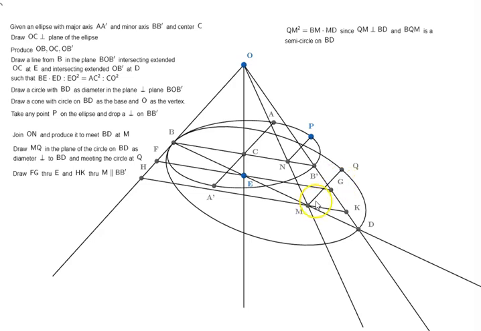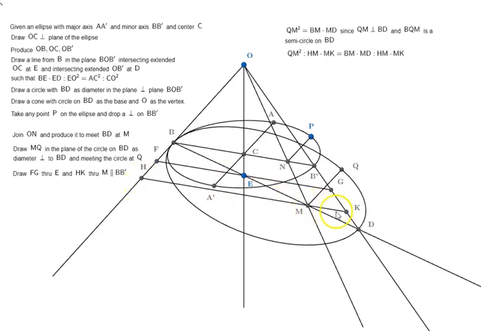QM square is equal to BM times MD, since QM is perpendicular to BD and BQD is a semicircle on BD. So what this means is we can form these triangles, and this is the semicircle. We have seen previously, from Euclid's Elements, that QM square is equal to BM times MD. Now let's divide QM square on the left hand side and BM times MD on the right hand side by HM times MK.